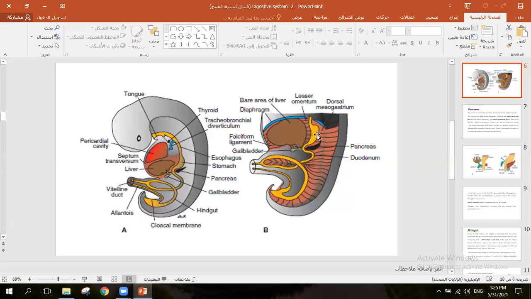Yes, very good. Ventral mesentery will be divided into lesser omentum and falciform ligament by the liver bud. True. هي قسمتها إلى lesser omentum وقسمها الثاني إلى الفالسيفورم ligament. Yes.